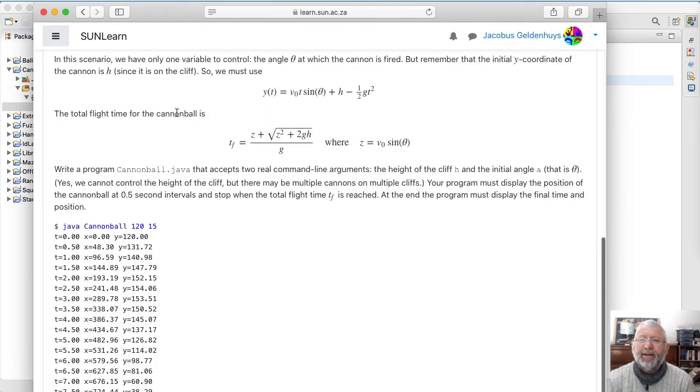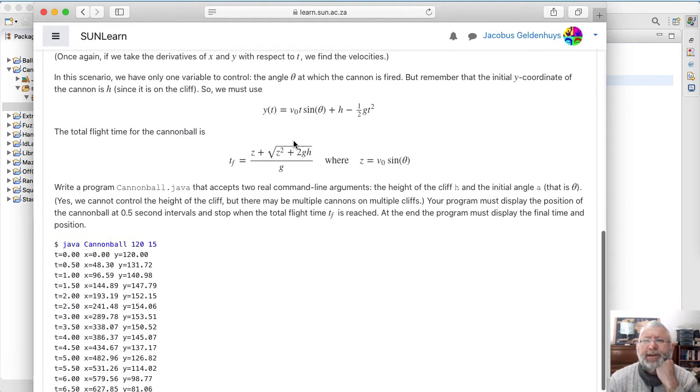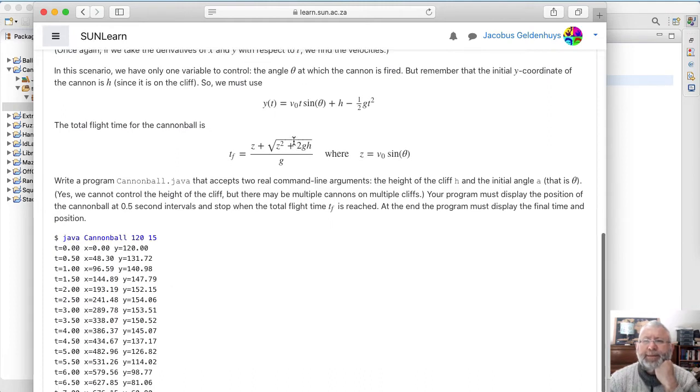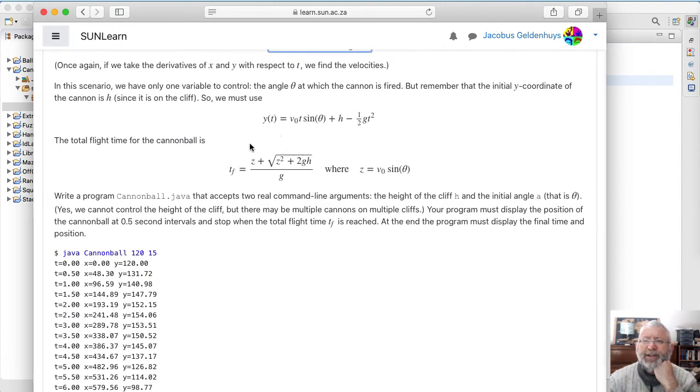And now it says the total time for the cannonball is tf. We're solving this equation, using the quadratic formula, and we get this whole complicated mess. Do I need to understand any of this? It complicates things. But they've given us a lot of functions and the final time.